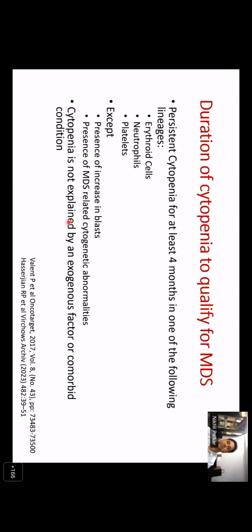So how long should a patient have cytopenia to say that this could be MDS? A patient should have persistent cytopenia for at least 4 months in one of the following lineages, that is erythroid cells, neutrophils, or platelets. The only way you can say that this is MDS with confidence is if you have an increase in blasts, or if you get MDS-related cytogenetic abnormalities. And the important thing is that the cytopenia should not be explained by an exogenous factor or comorbid condition. For example, if you have renal failure or chronic liver disease, these patients also have cytopenia, but it does not mean that they have MDS.